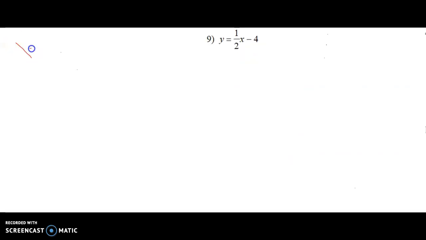Okay, do the x-intercept first. 0 equals 1/2 x minus 4. Add the 4.